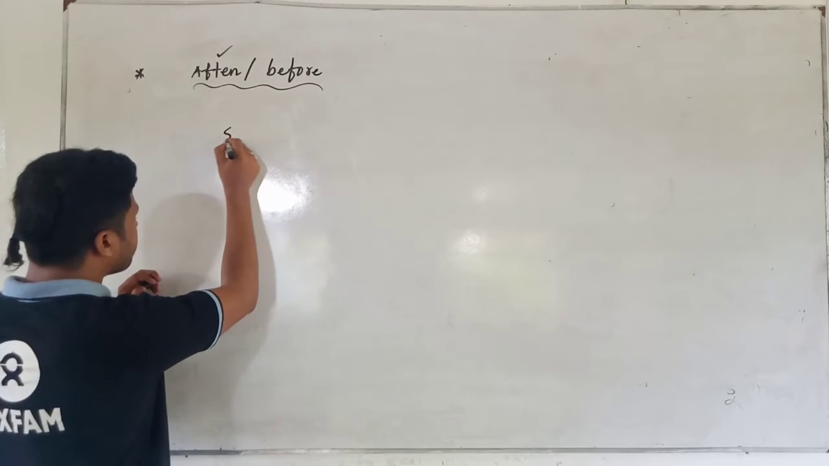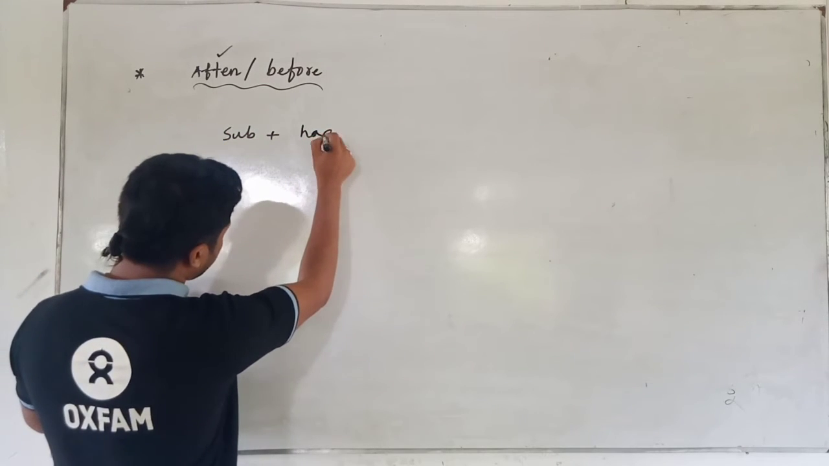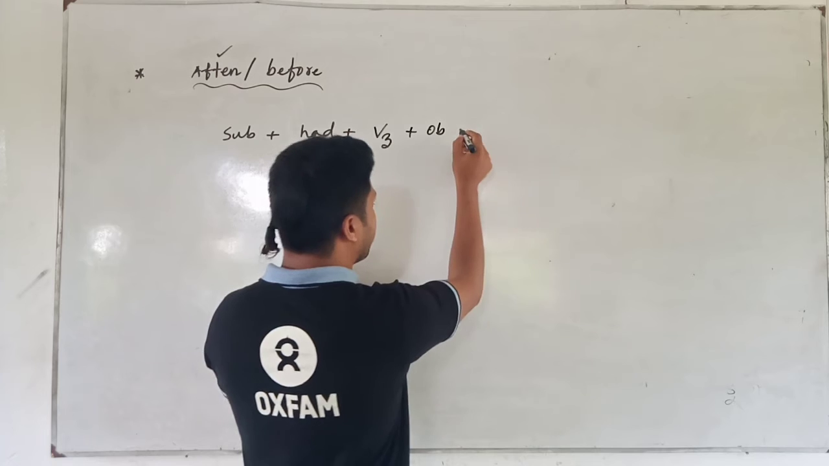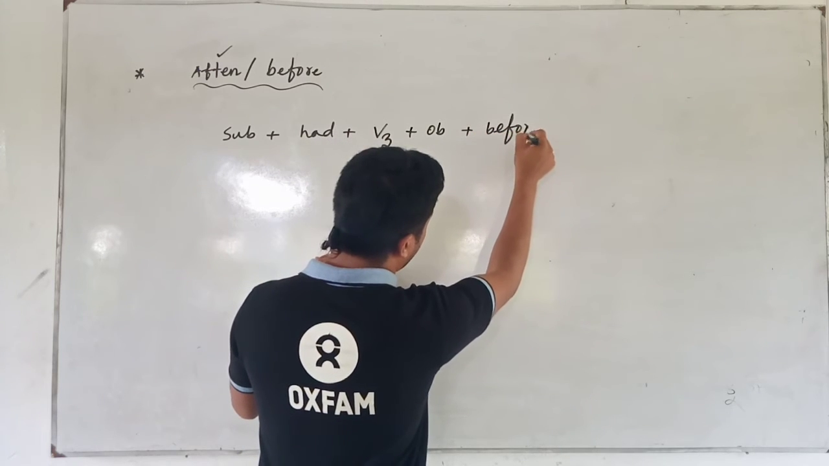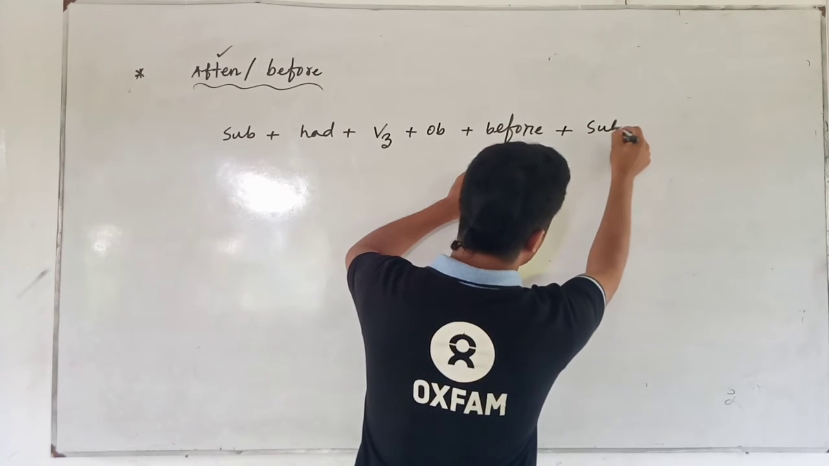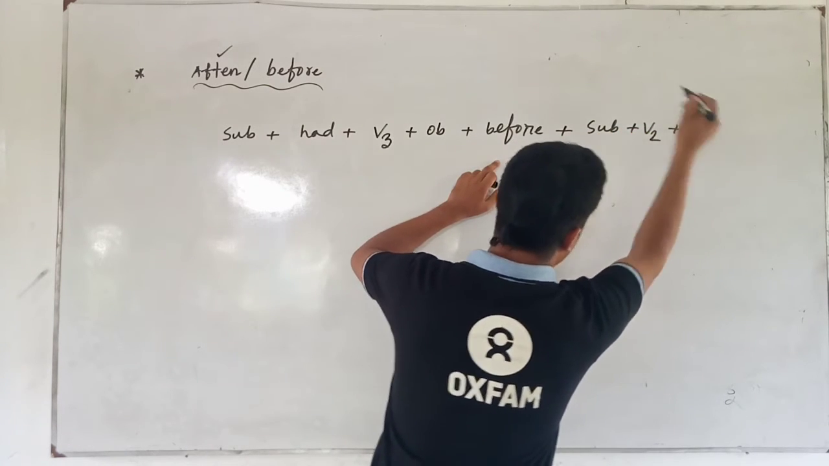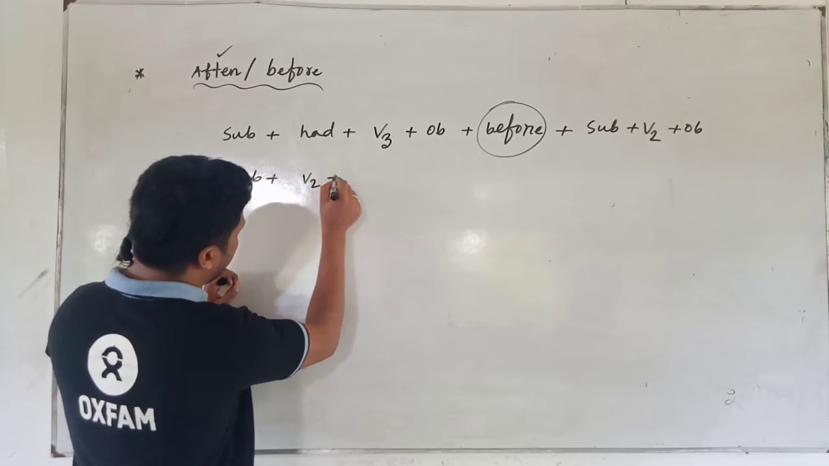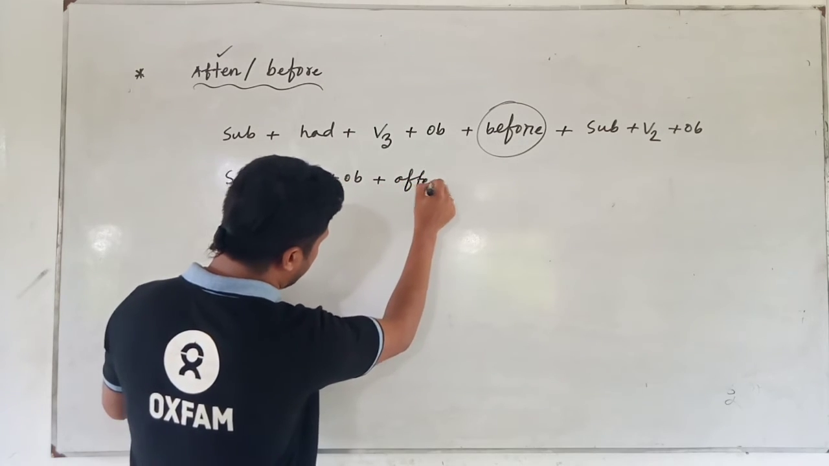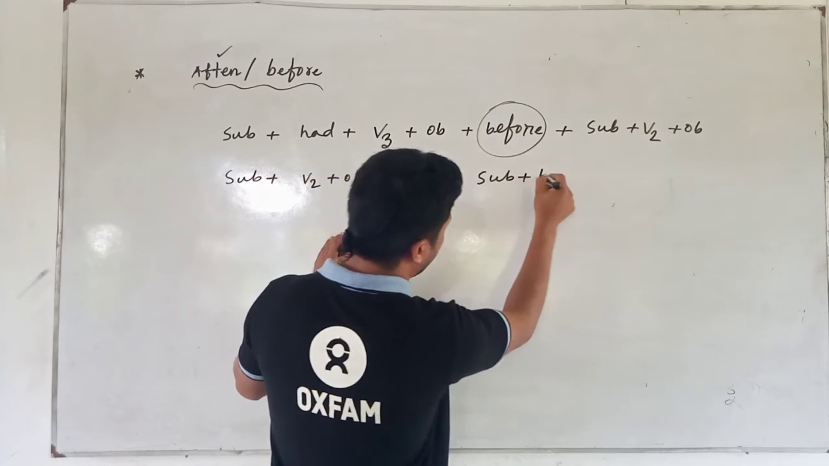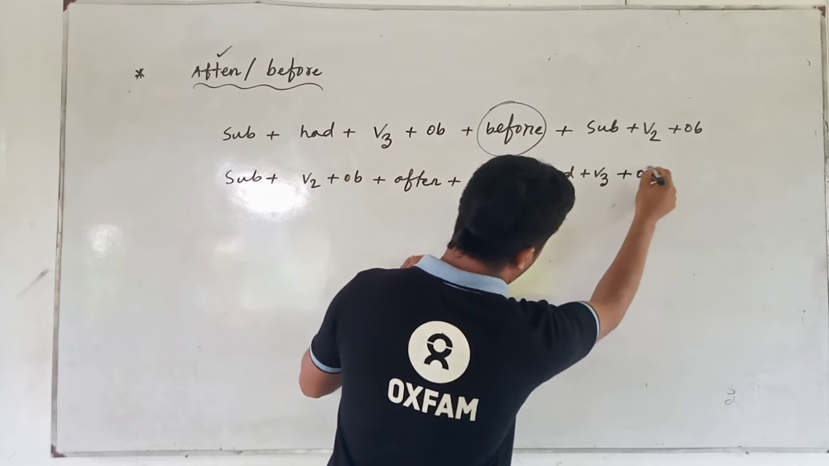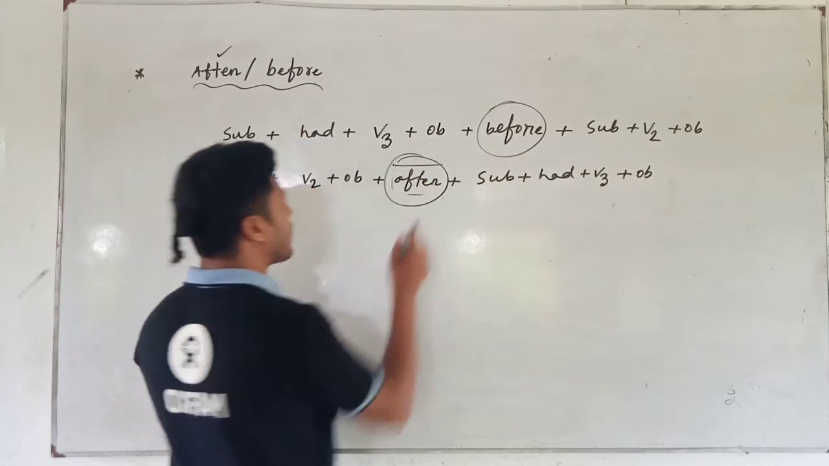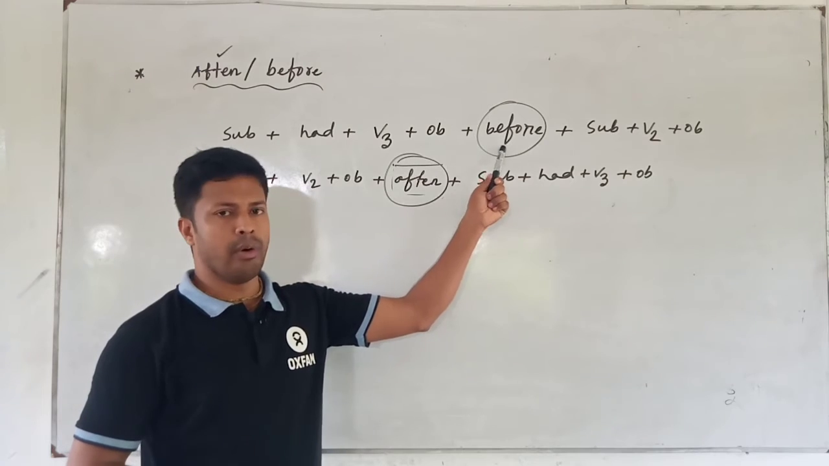The first one is subject plus had plus past participle form of the verb, and object if there is one, then before, then subject plus first form of the verb. Then after: subject plus first form of the verb, then after, then again subject plus had plus past participle form of the verb. You see here I have written two structures. One is before and one is after.